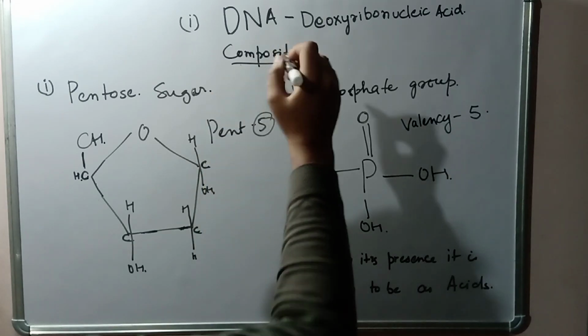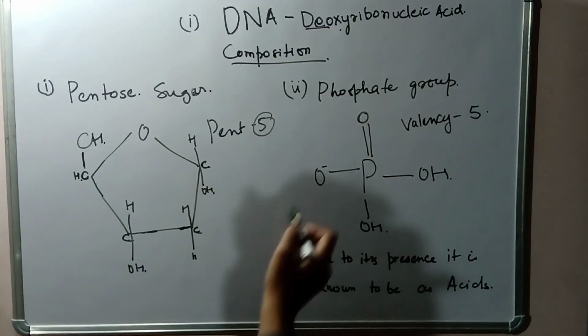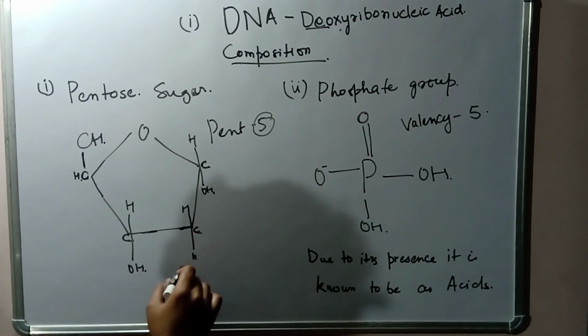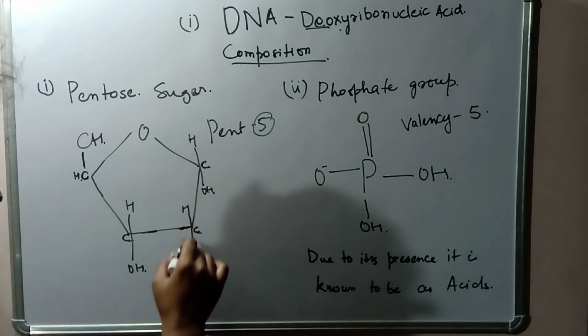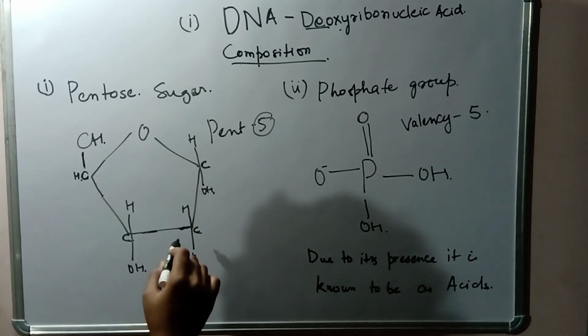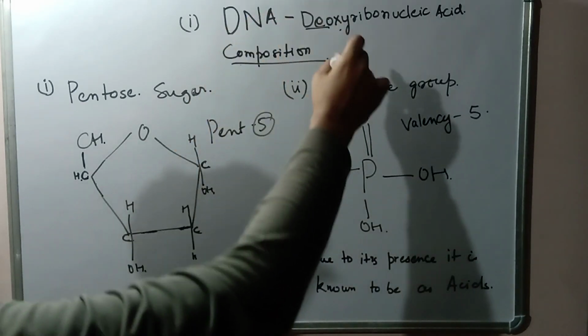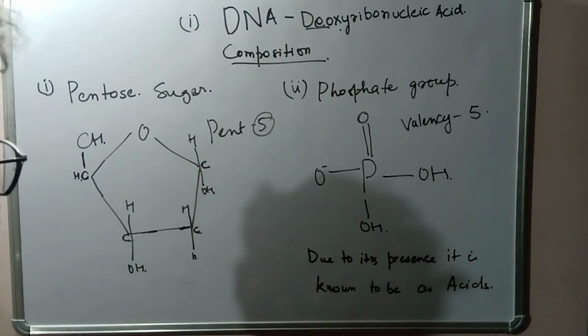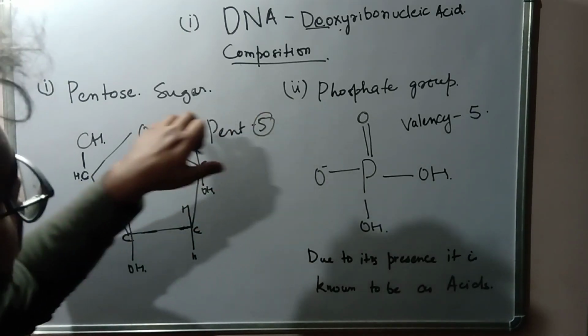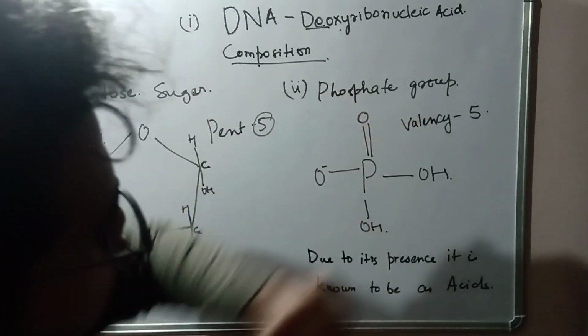The name deoxy is given to DNA because the OH present on the second carbon of the pentose sugar is devoid of oxygen. That is why DNA is known as deoxyribonucleic acid. Okay, now we will move on to the second, which is the phosphate group.